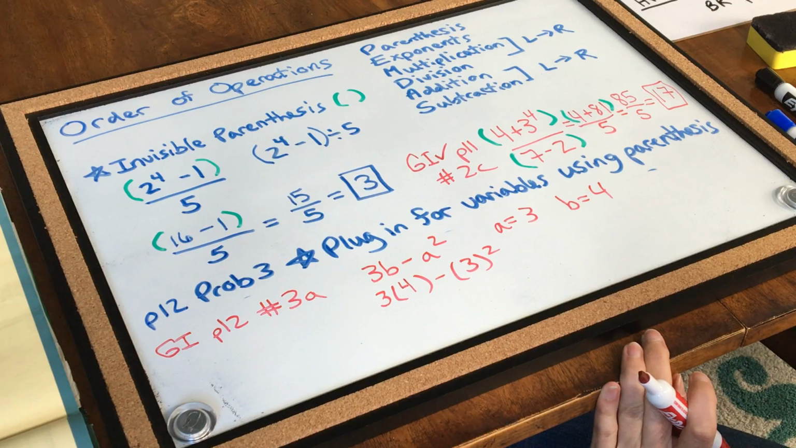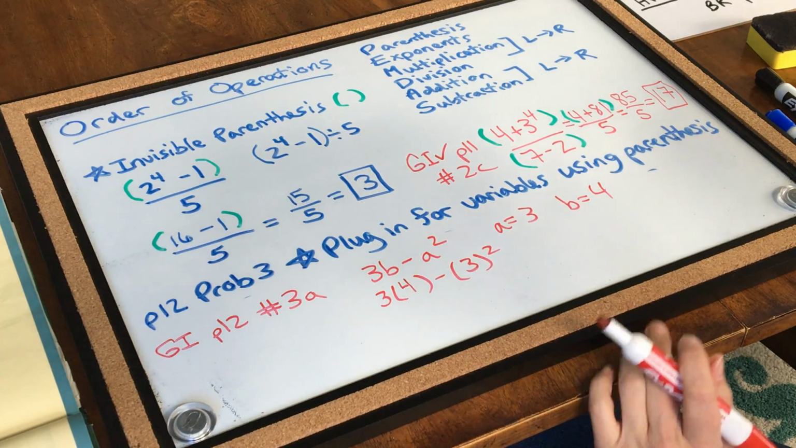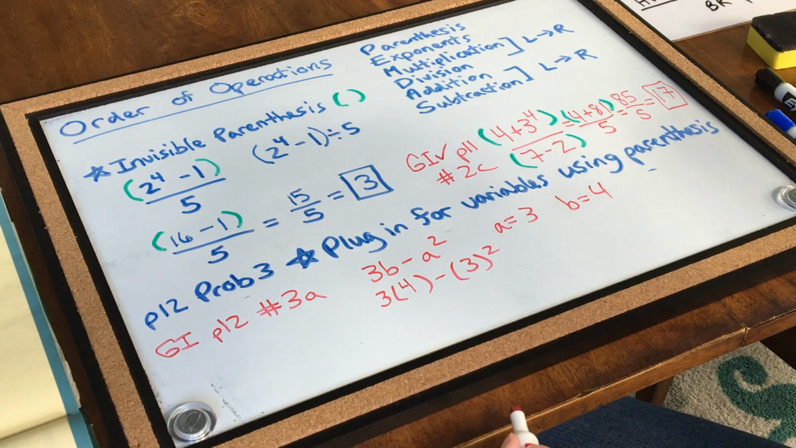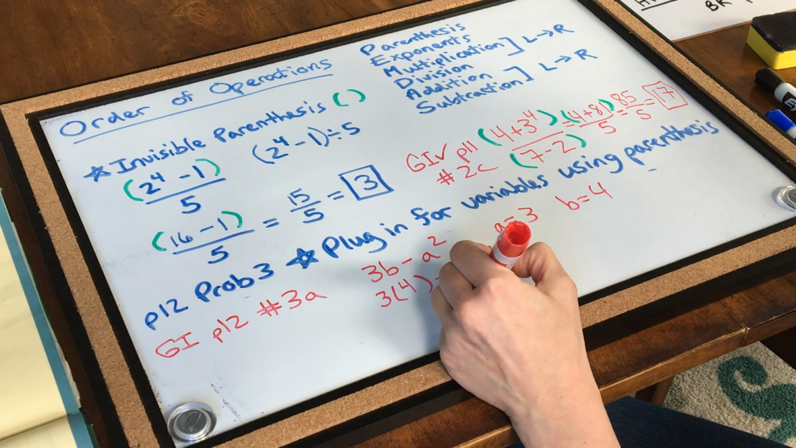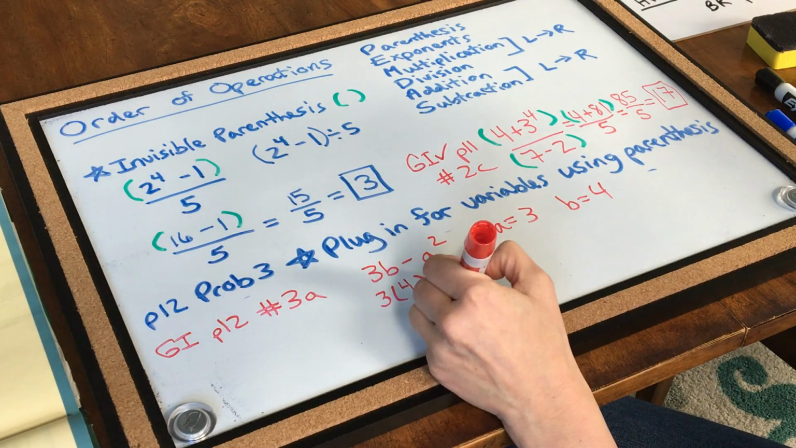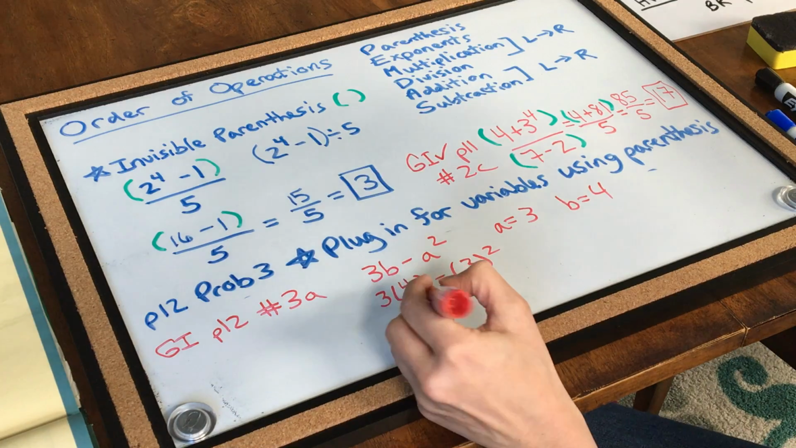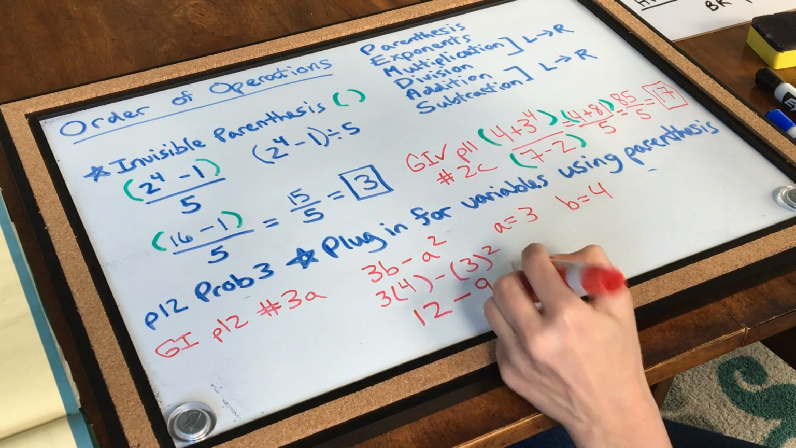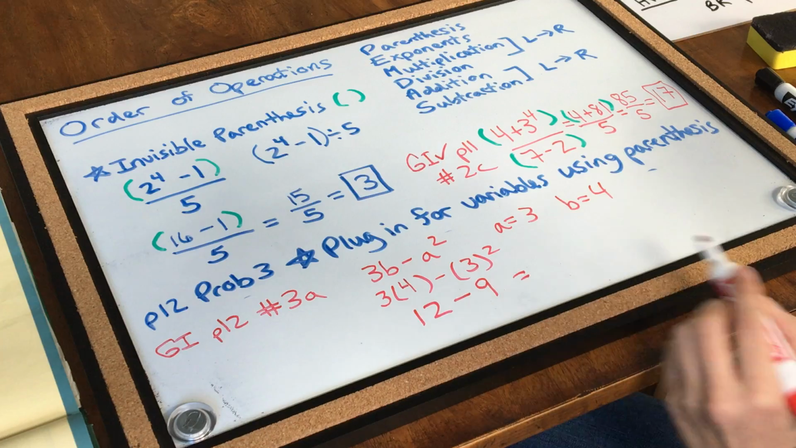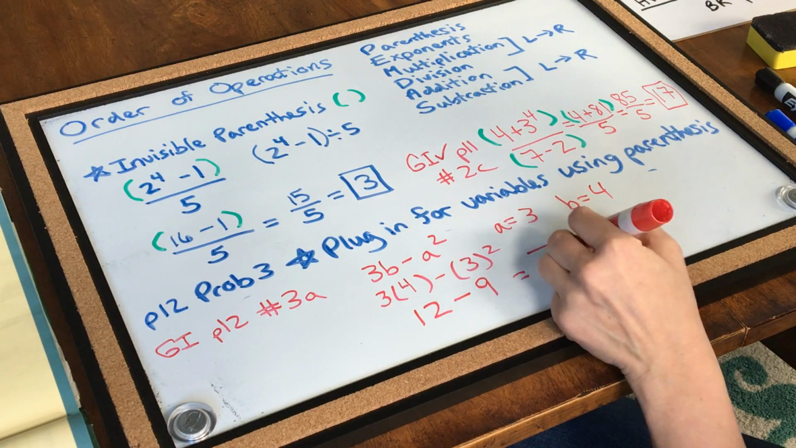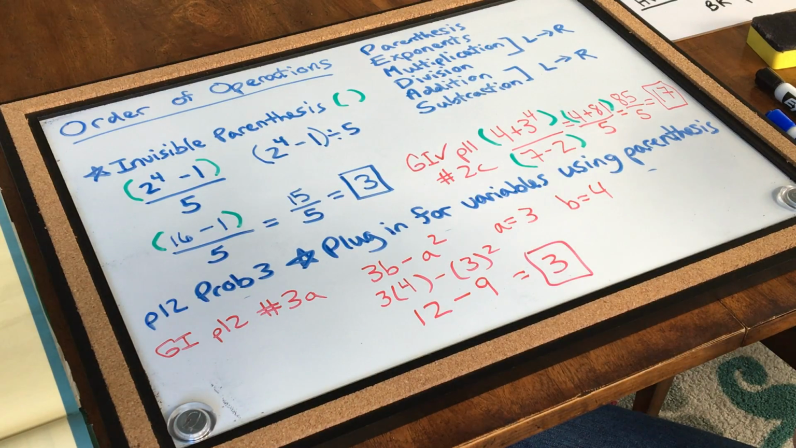Now I should be able to finish up the problem. First thing I have to do is exponents. 3 squared is 9, so I'm going to write that in. Bring down my minus sign, and now I can do my multiplication. 3 times 4 is 12. So right now I have the expression 12 minus 9, and 12 minus 9 is 3. And that's my final answer.